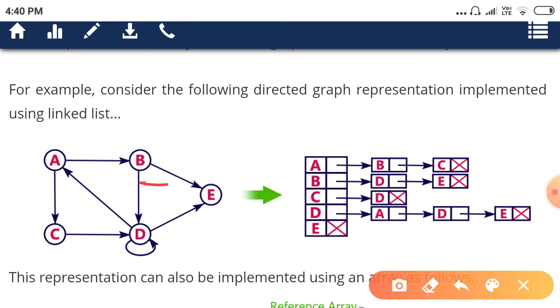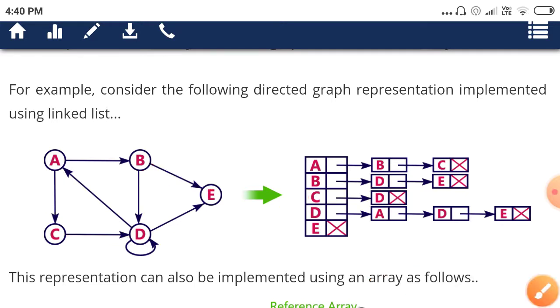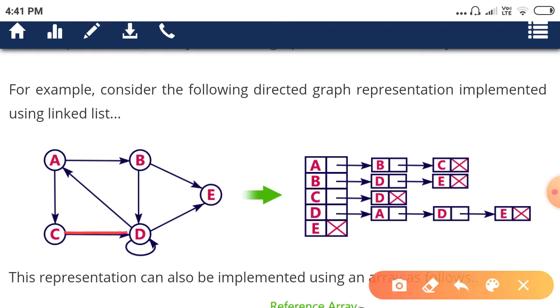Here, from b, b to d is there and b to e is there, so b to d and b to e. That's all for the next edge. Next, c. For c, only one: sorry, not incoming, outgoing we have to see. So c to d only. Next d. For d, how many are there? Check. From c to d is there, from b to d is there, and then from d itself is there.